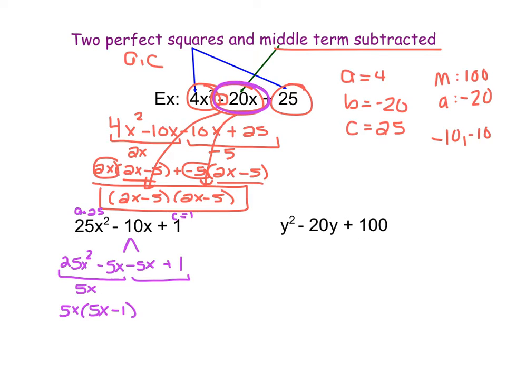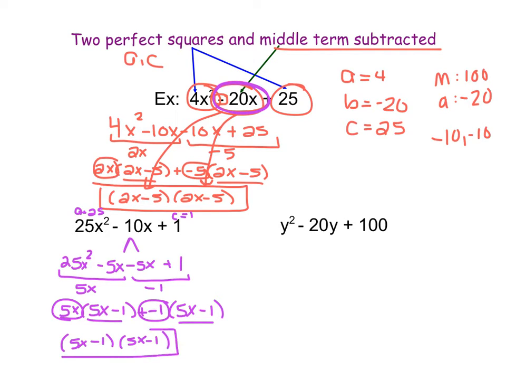And then I want those parentheses parts to match, so I'm going to factor out a negative 1, as that will result in a positive 5x minus 1 in my parentheses. Then from here, I can group the two front parts together since the parentheses portions match. So I have 5x minus 1 times 5x minus 1. And again, I'm seeing if I square root 25x squared and I square root 1, 5x and 1 are my two numbers inside of the parentheses. The only difference is that we have a subtraction sign in between them.